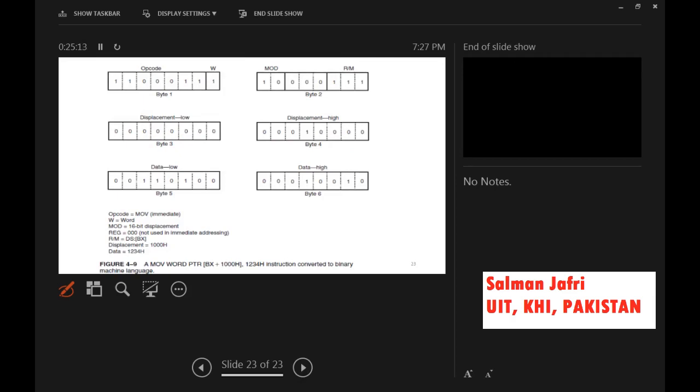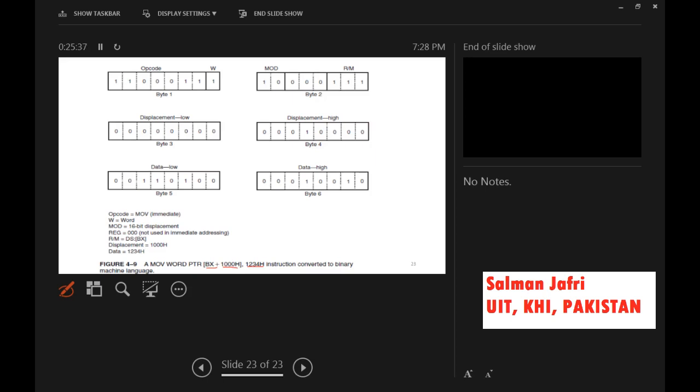Last, we look at another interesting instruction, and in this particular instruction we have move word ptr [BX plus 1000h] comma 1234h. This is basically an immediate mode instruction. So the 1234h value is moved into this word location pointed to by BX plus 1000h.